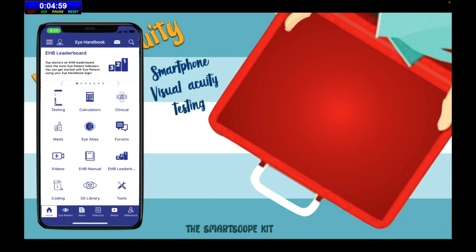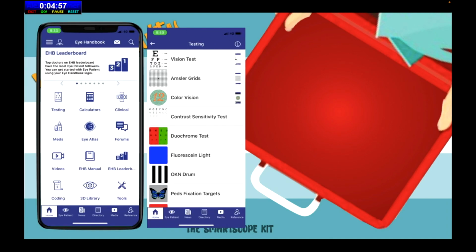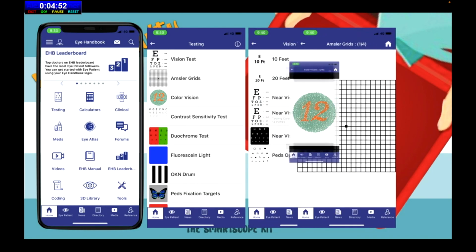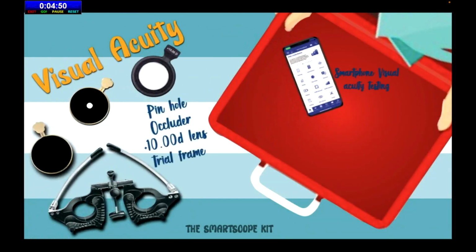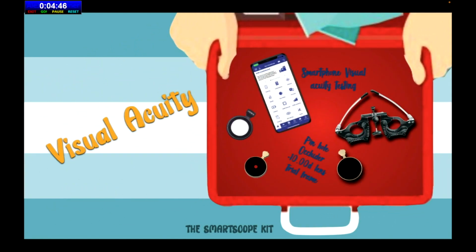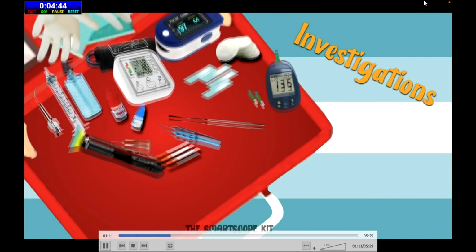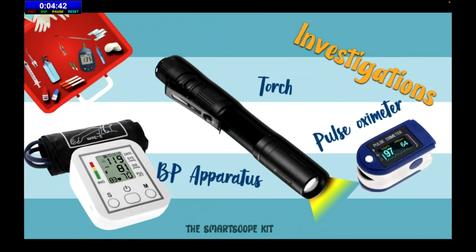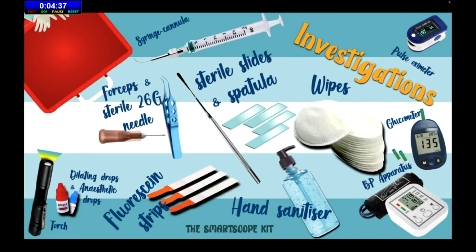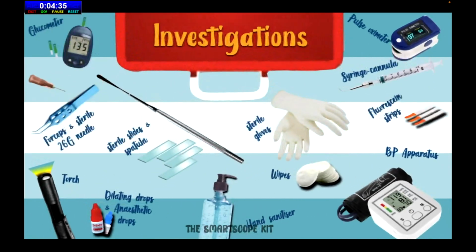camps. So we measured the visual acuity with the Eye Handbook, which is a free download app, wherein we can measure the vision test, the Amslers, the color vision test. Then we also added the pinhole occluder, the plus 10 diopter lenses, the trial frame, and the trial set. In investigations of systemic illness, we included the pulse oximeter, the BP machine, the glucometer, and many investigations for the orbit and the corneal pathologies.